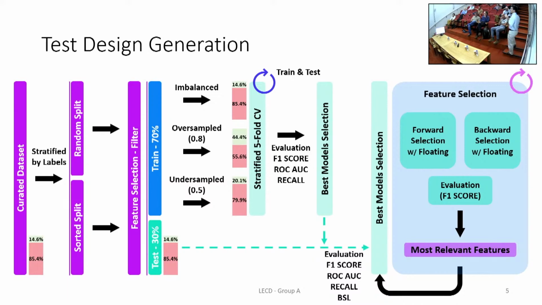And then we applied the 10 algorithms and the stratified 5-fold cross-validation to get the best models for each of these algorithms. And we did an optimization on these 3 metrics. And from them, you have 180 models, if I remember correctly. And then finally, we picked the best one to do feature selection, where we use backward and forward floating selection.